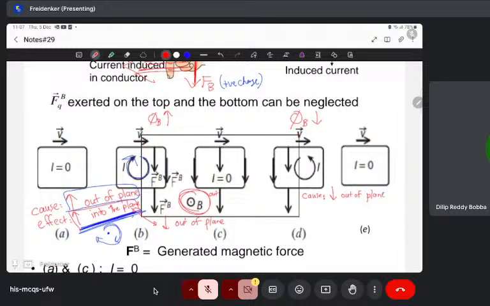So what will the loop do? The loop will do the exact opposite. It wants to resist the change. So you'll have to increase it in the out of the plane direction. How do you do that? Take the thumb of your right hand and point it in this direction. Out of the plane means it is out of the plane. Now you rotate your fingers. If you rotate your fingers, you will get the anti-clockwise direction. So that is the direction of the induced current.